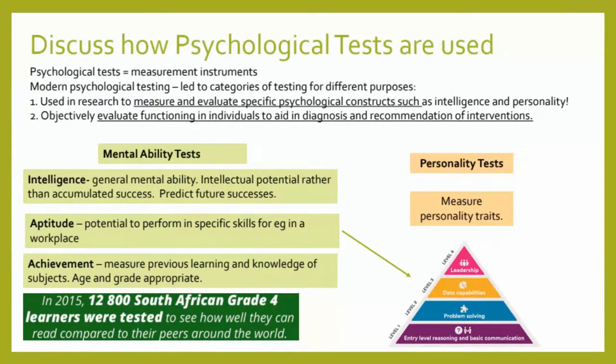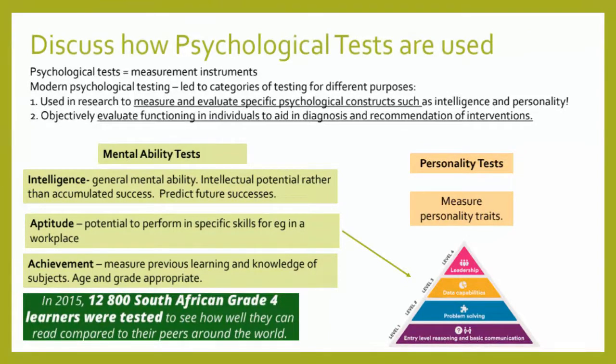And you have an achievement test. An achievement test is a measure of previous learning and knowledge of subjects, and it's usually age and grade appropriate. Okay, so when you write your end of year exams or whatever it is, that is a kind of achievement test. It's measuring your previous learning and knowledge of subjects. So when you write your exams at the end of the year, it's not an intelligence test, it's an achievement test.